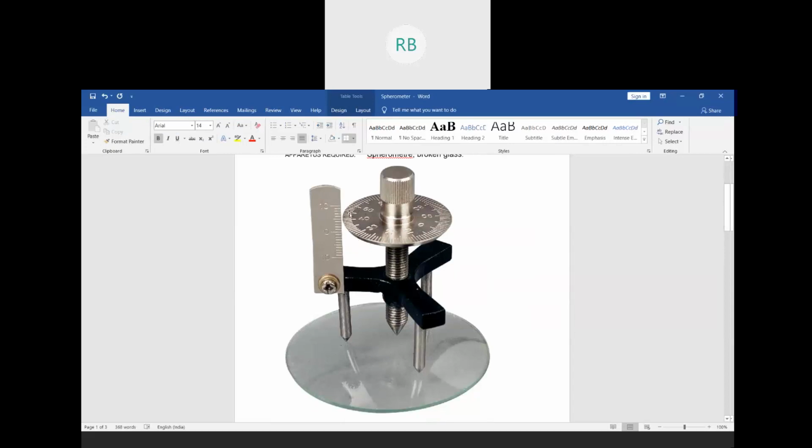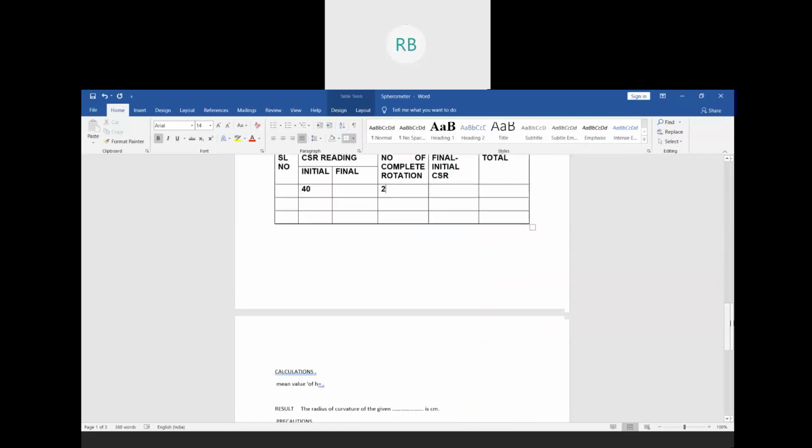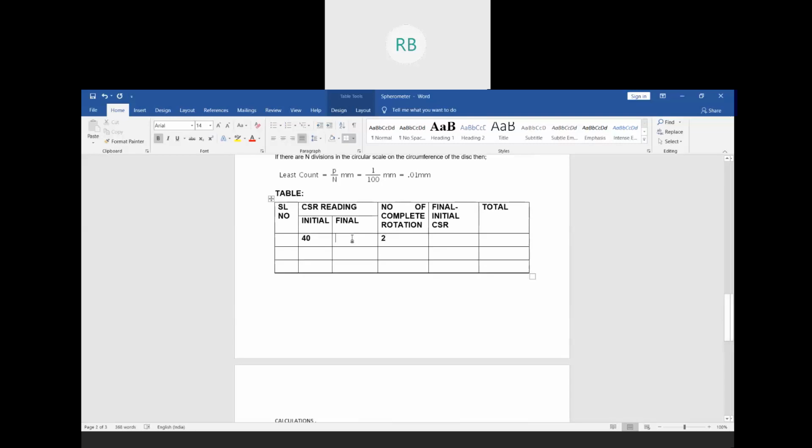Then we have to see the final CSR. That means after completing two rotations, which division of this circular disc is collinear with the vertical line, I mean the vertical scale. Suppose 40 after two complete rotations reaches 60 here, in line with this vertical scale. Then we have to write 60 here.